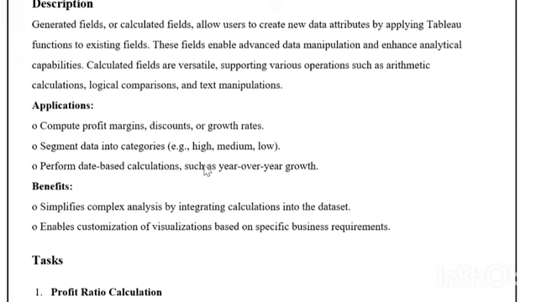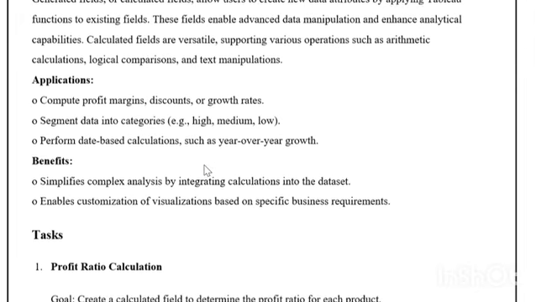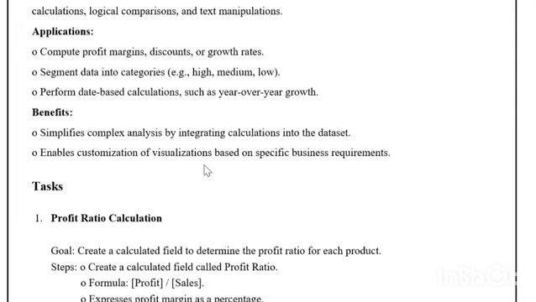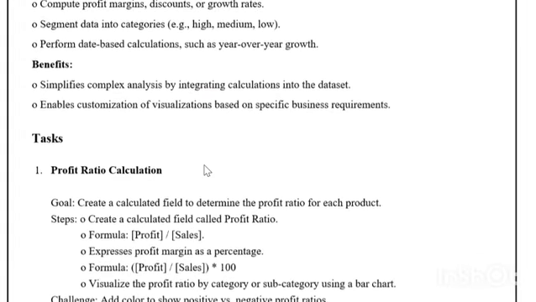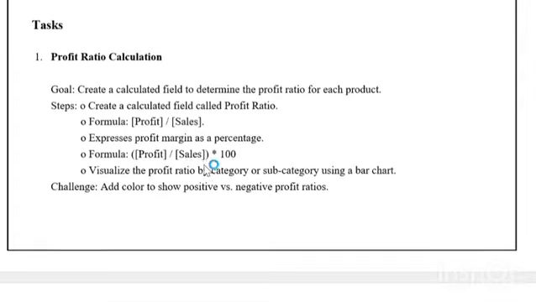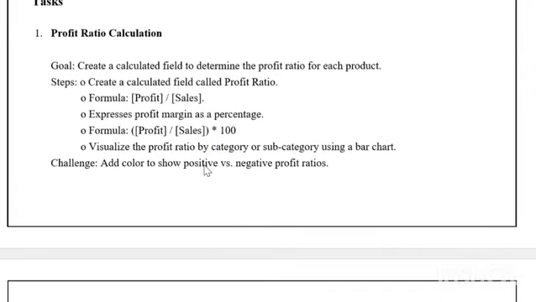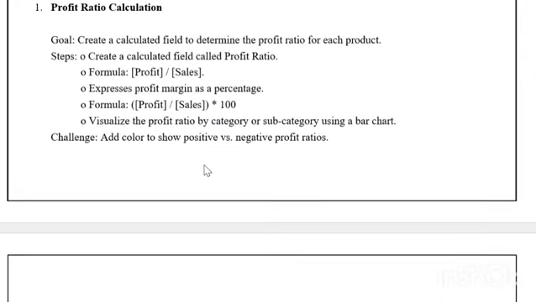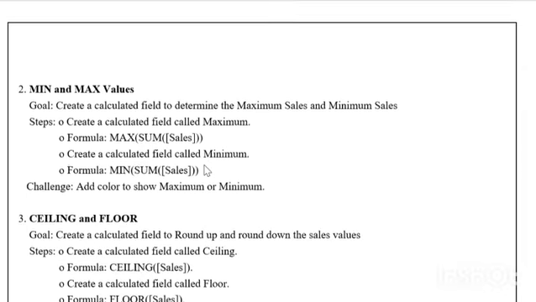To start this, I connected Tableau to an Excel dataset with sales, profit, discount and order information. Once the data was loaded, I looked for areas where calculations would help us gain insights. The first thing I did was calculate the profit ratio for each product. This is simply profit divided by sales expressed as a percentage.